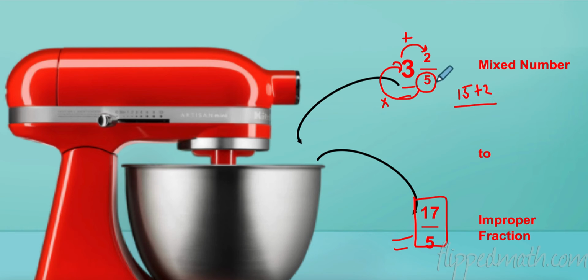What do we do? We keep the denominator. 15 plus 2 is 17 over 5. That is how we change mixed numbers to improper fractions. Remember, improper fraction means the numerator is bigger than the denominator. Sounds like it's wrong, but it's okay. We can use improper fractions, no problem.